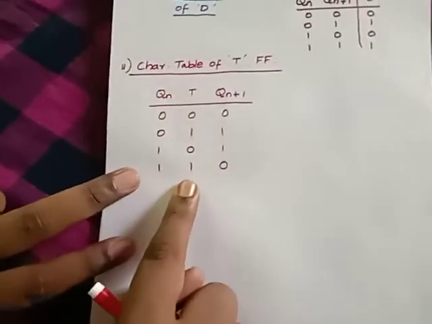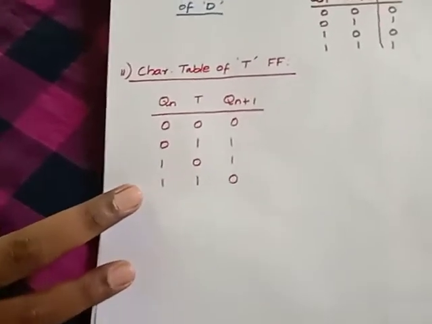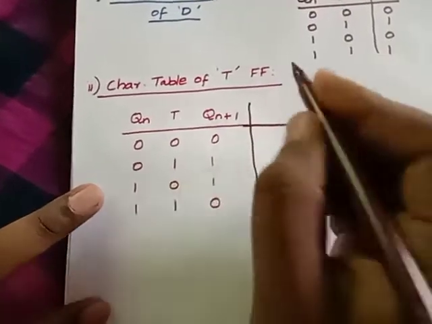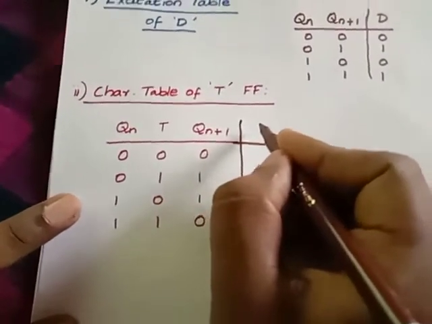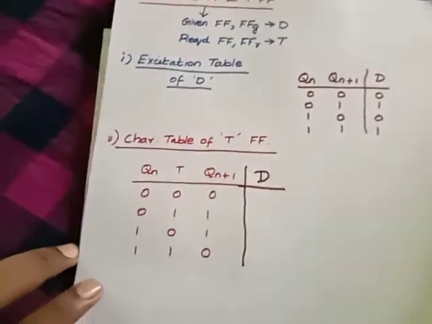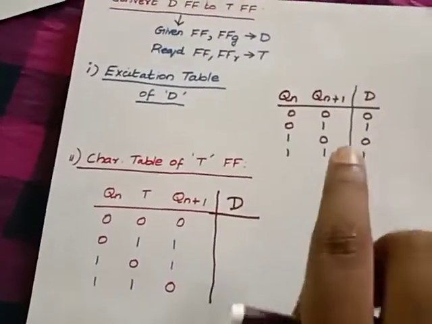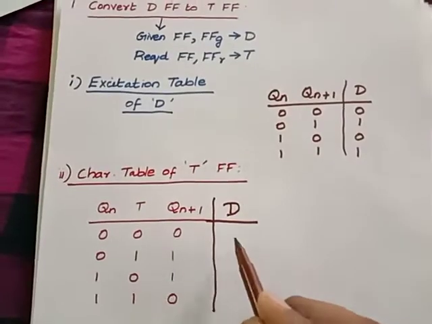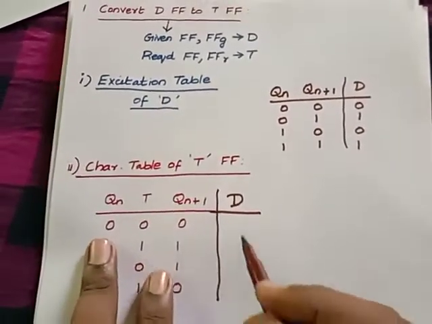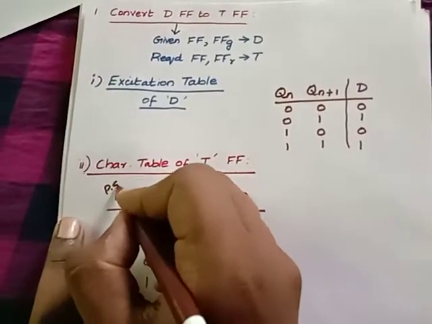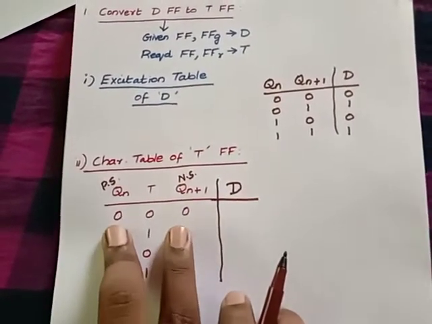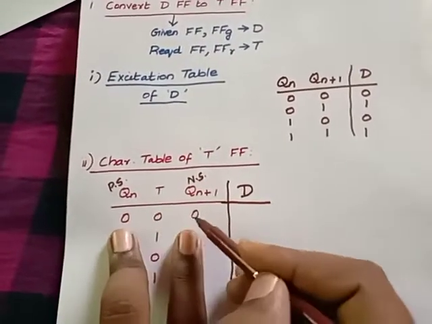Now this is your characteristic table of T flip flop. I just want to combine your input, the given flip flop input, which is D. I am just going to combine D. Clear? Now understand how I am filling it. Look at how I am going to fill this column. This is your present state here and this is your next state here, correct? Keep your fingers like this. Now just follow these two alone, okay?